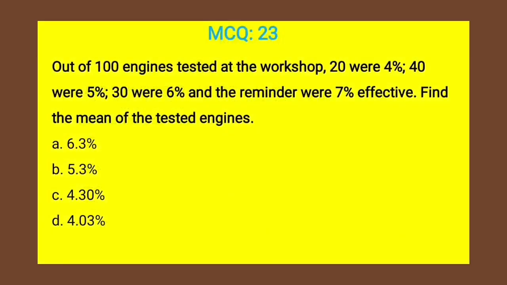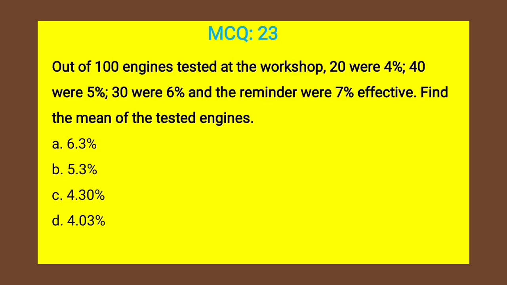Question 23. Out of 100 engines tested at the workshop, 20 were 4%, 40 were 5%, 30 were 6%, and the remainder were 7% effective. Find the mean of the tested engines. So here too is also another approach.